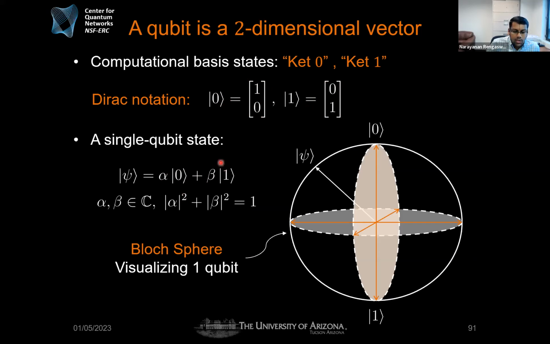This is the Dirac notation. And for reasons that will become clear shortly, the absolute value of alpha squared plus absolute value of beta squared should be 1. And so this is the normalization constraint. So in the vector space language, it just means that any single qubit state is a norm 1 vector in the complex vector space of length 2.